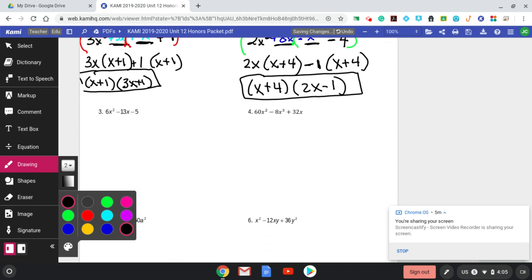What I'm going to have you guys do is try number 3 out on your own. Try it out on your own.